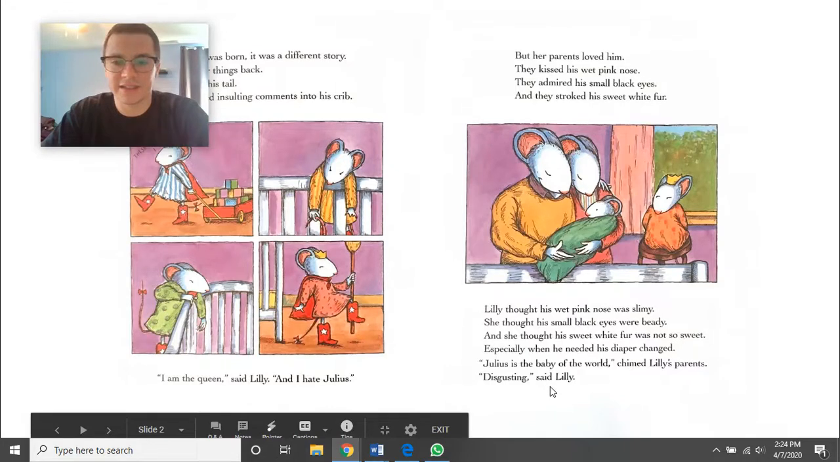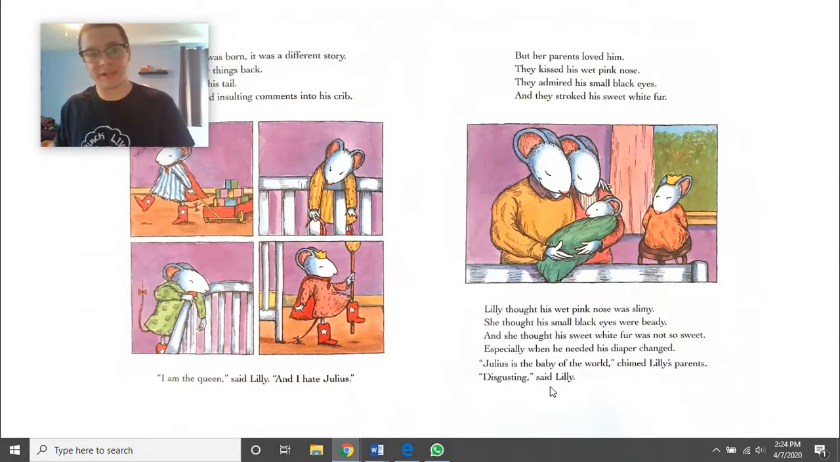Disgusting, said Lily. But I think after reading that page, we can answer the next question, which is what do we know about the main character so far? You guys are going to take about 45 seconds to answer that question, and then we'll go over it together. Go.